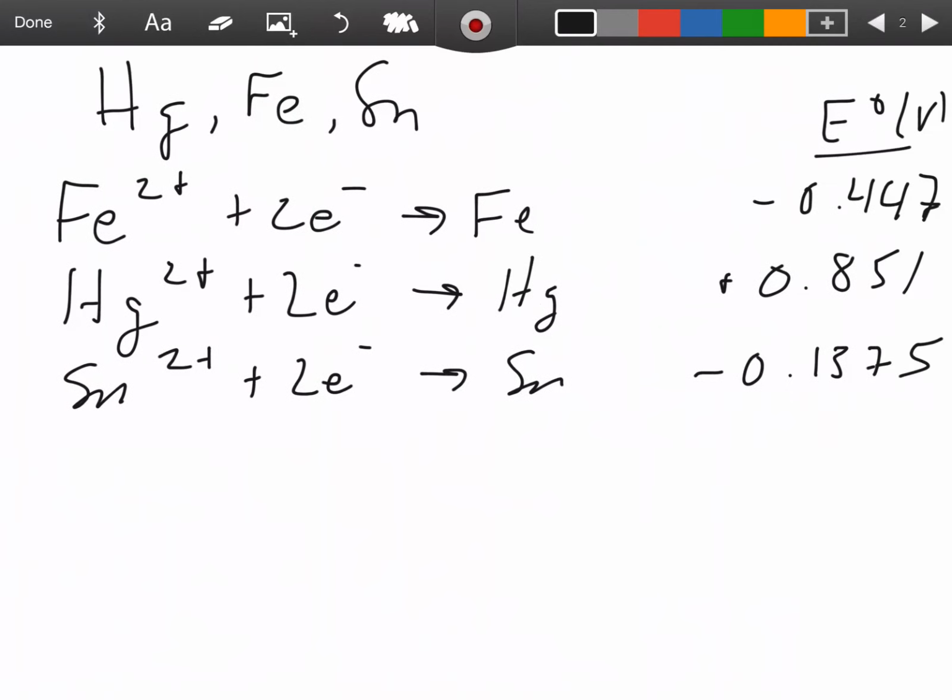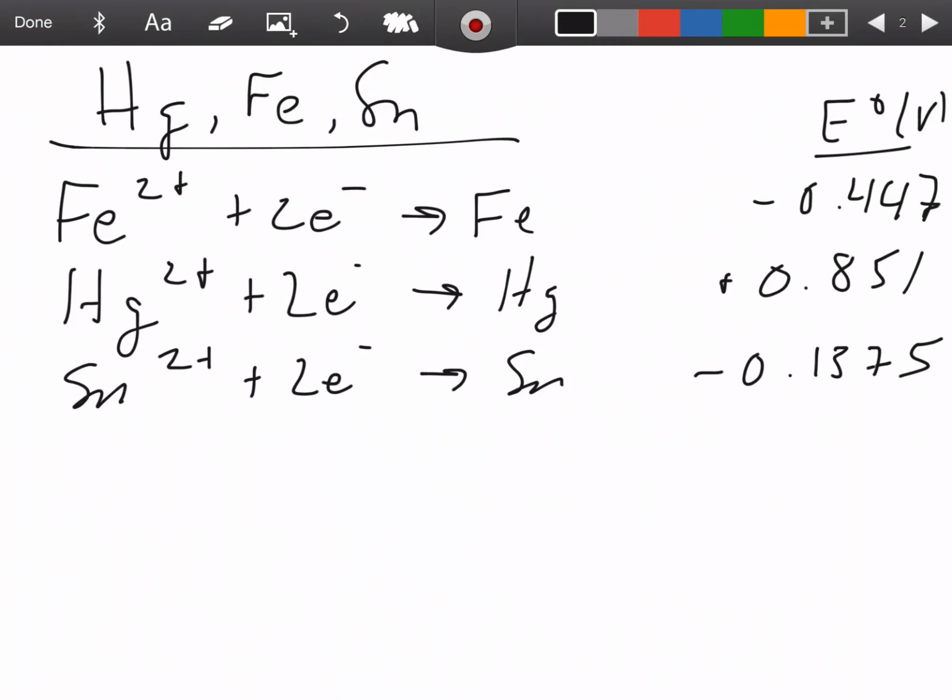So my next question is, can we do this for three other species? You may want to cut me off here shortly as soon as I ask the question, and that is: which of these three metals, mercury, iron, or tin, is the best reducing agent? Okay, I will stop here and let you take a look at that and then come back.